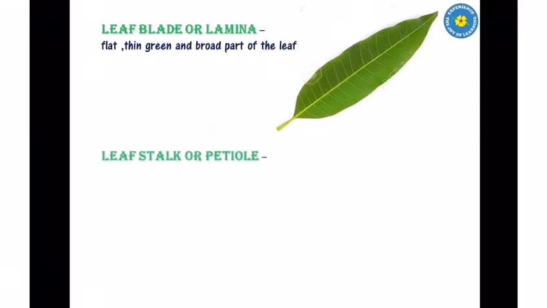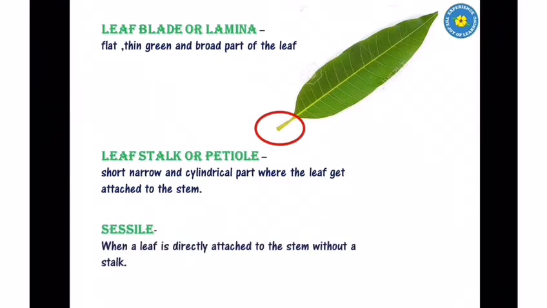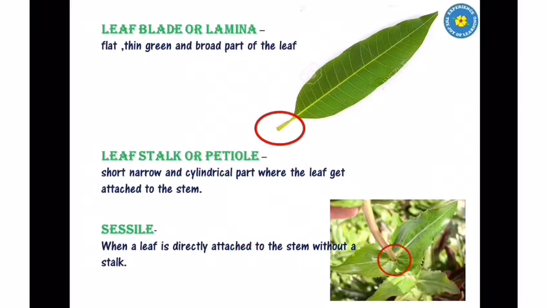And the next one is the petiole or leaf stalk. A petiole is a cylindrical part where the leaf gets attached to the stem. Some leaves do not have the petiole and such leaves are called sessile. So they are directly attached to the stem.